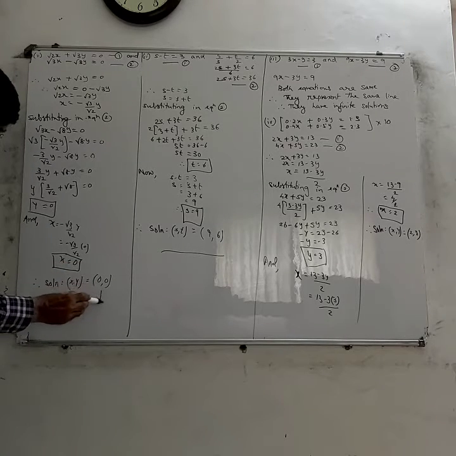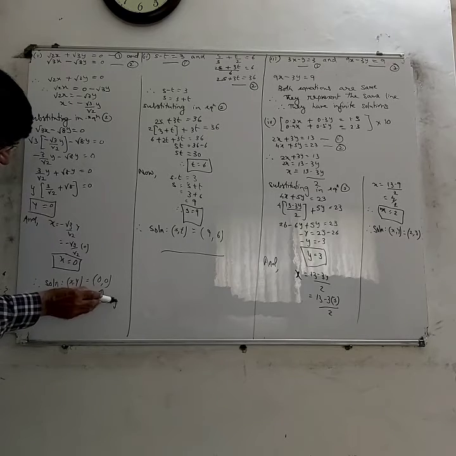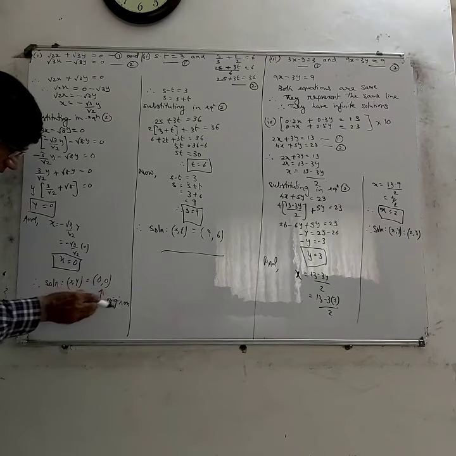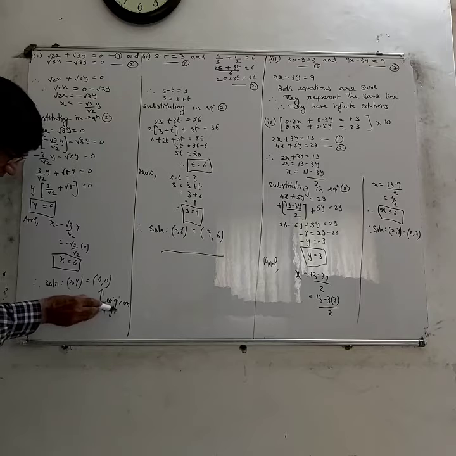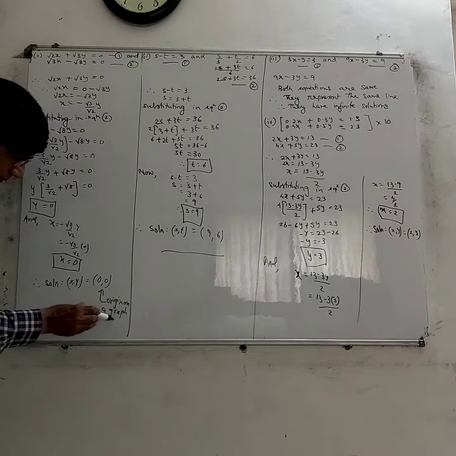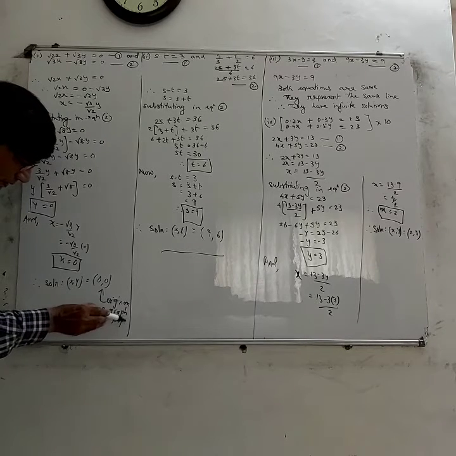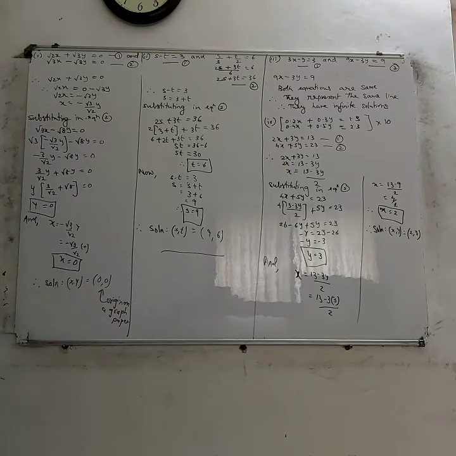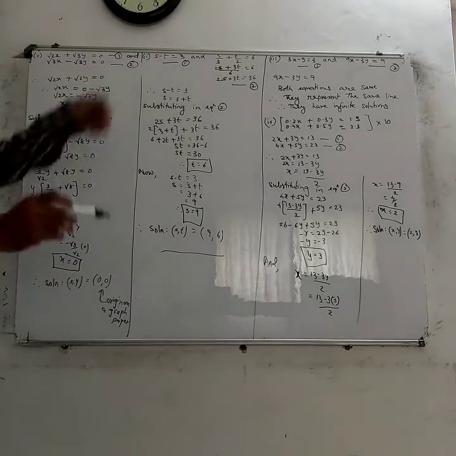This is called the origin. This point is called the origin on a graph paper. Alright, let's see the next one.